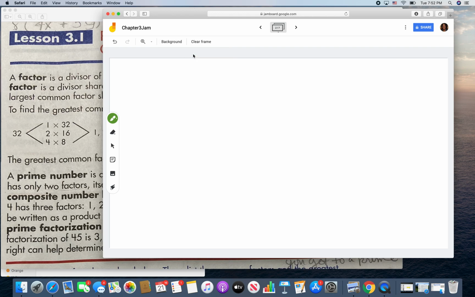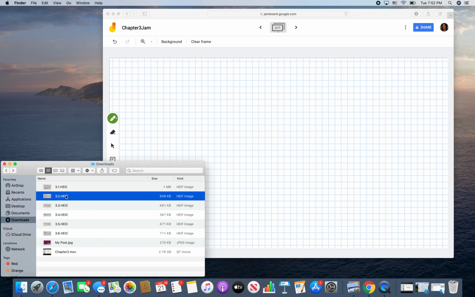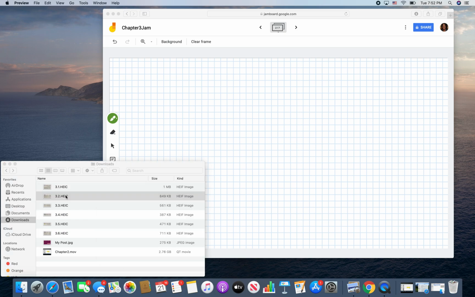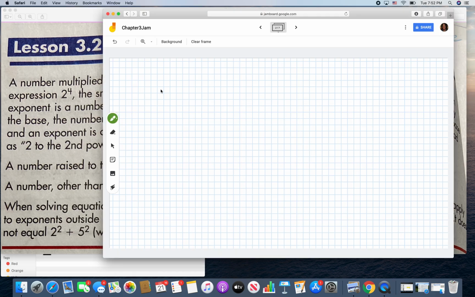All right, so let's keep going. That was 3.1. So now we'll go to 3.2. All right, so if you recall, we talked about power and exponents, or maybe you were just introduced to that in school. So we'll do a quick refresher so you'll understand what that's about.